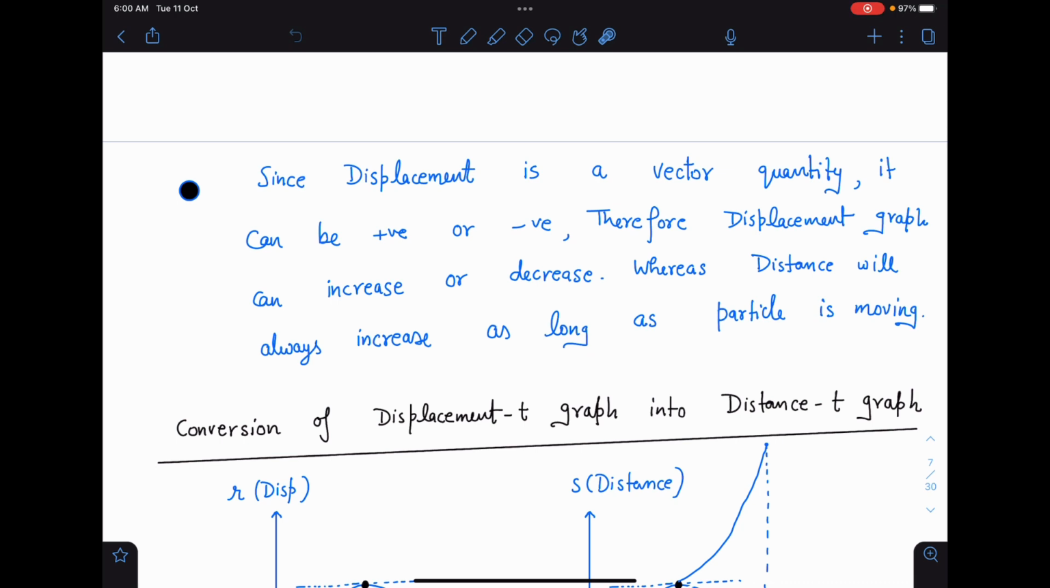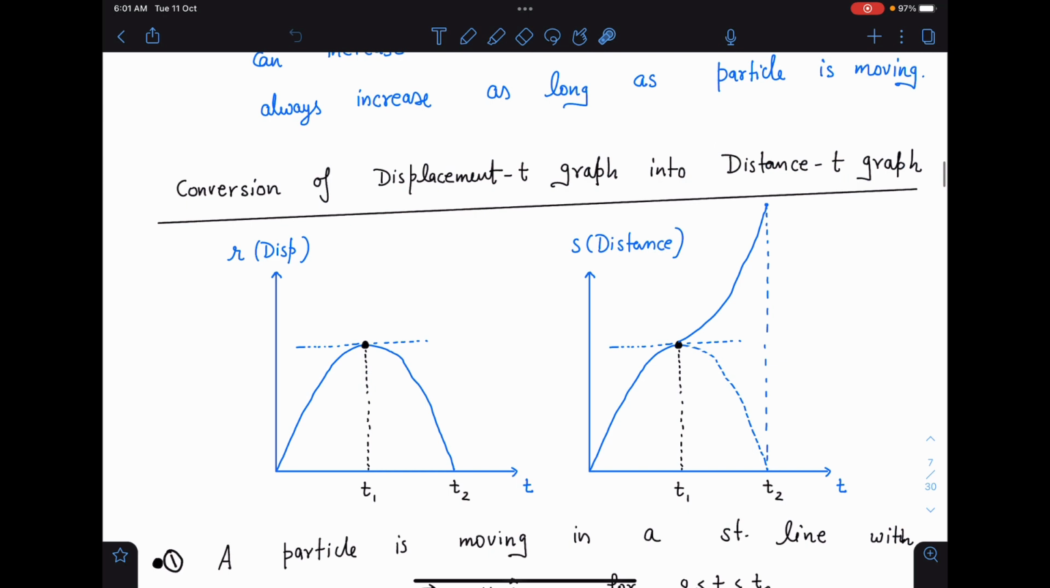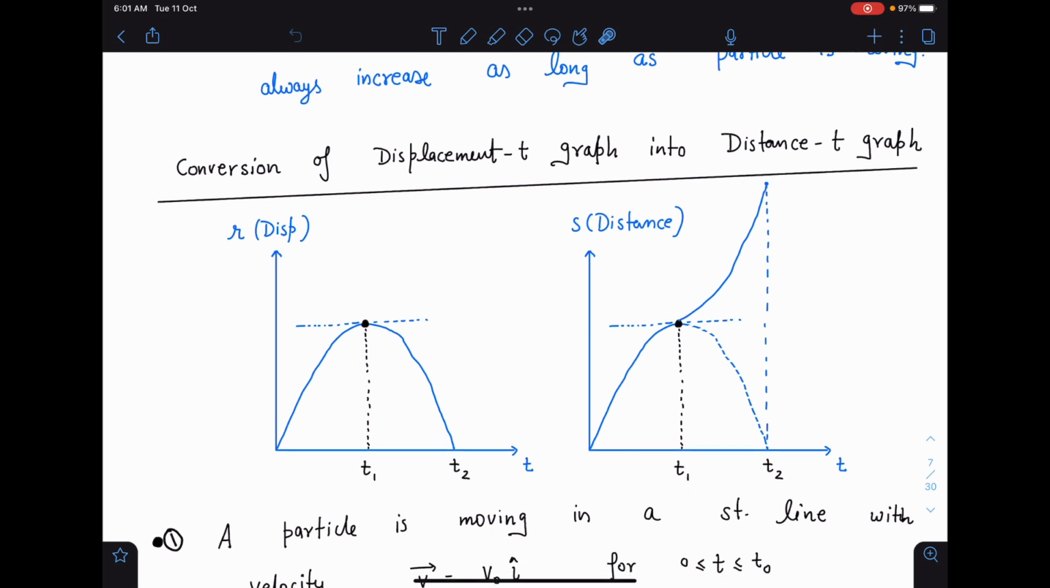So we can use this fact in order to convert a displacement graph into a distance graph, and we will check whether distance to displacement conversion is possible or not. We have a very simple case. Let's say the particle is starting and it's moving like this. From 0 to t1 it is going forward in a straight line motion, and then it is coming back also. So the overall displacement in time t2 you can say is 0, and the total displacement in time t1 is this length. Alright, so I have to write the corresponding distance graph.